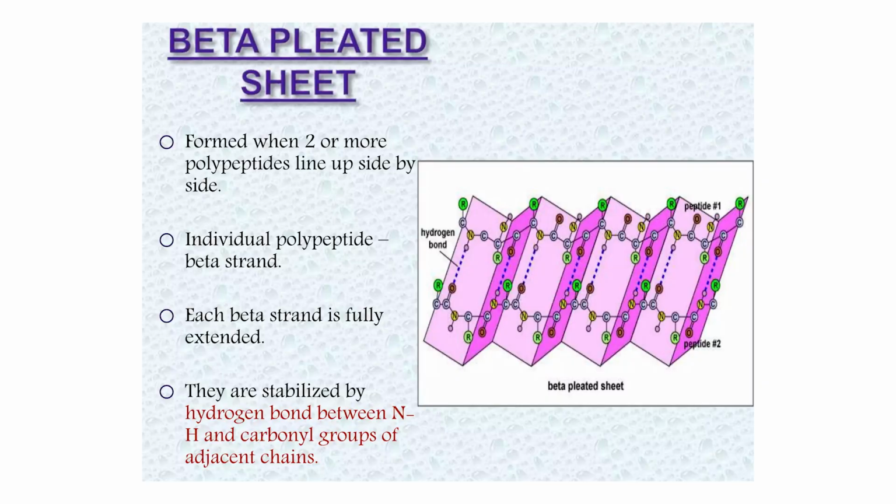Now, this is the beta pleated structure. It is found when two or more polypeptides line up side by side. You can see both of the polypeptide chains lined up side by side. In the individual polypeptide chain, there are 10 beta strands. Each beta strand is a fully extended sheet, and they are stabilized by hydrogen bonds between the NH and carbonyl group of the adjacent chain, hydrogen bonds between the two adjacent groups.